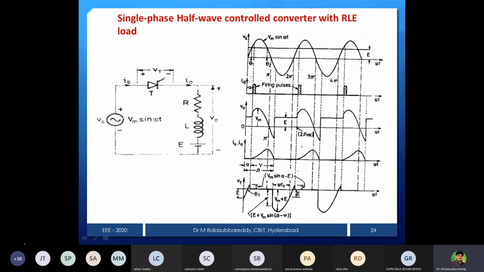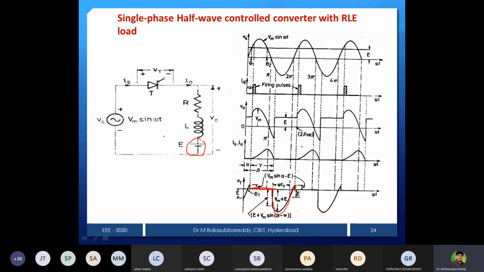So now we can see the voltage across the device. Here we can notice one thing: it starts at alpha, and for as long as the device is conducting, that portion you make 0. After that the device is turned off and the voltage across the device is the same as the source, but here there is an additional voltage source also present. That's why Vm plus E will be the peak inverse voltage.